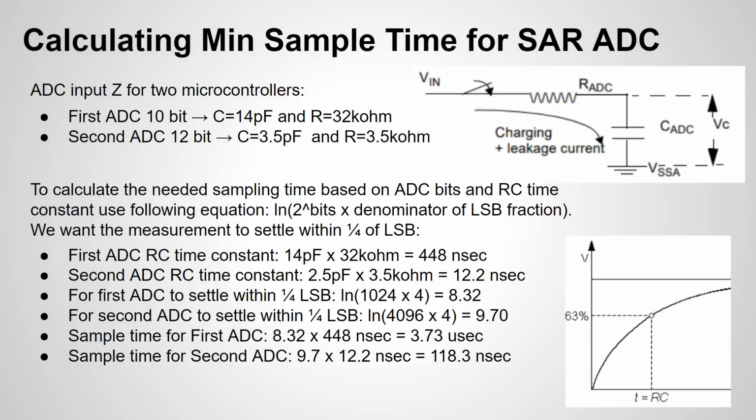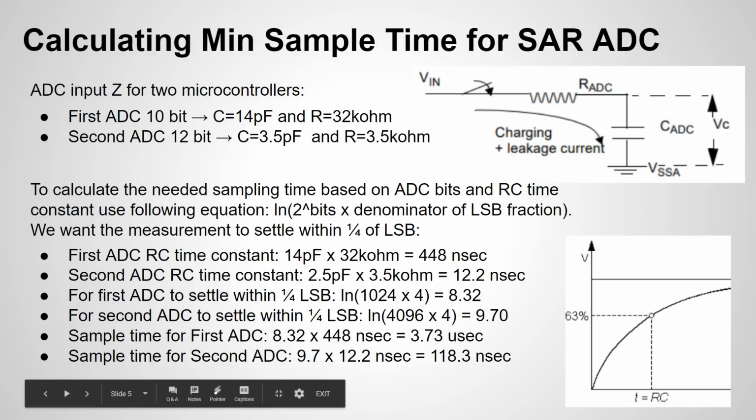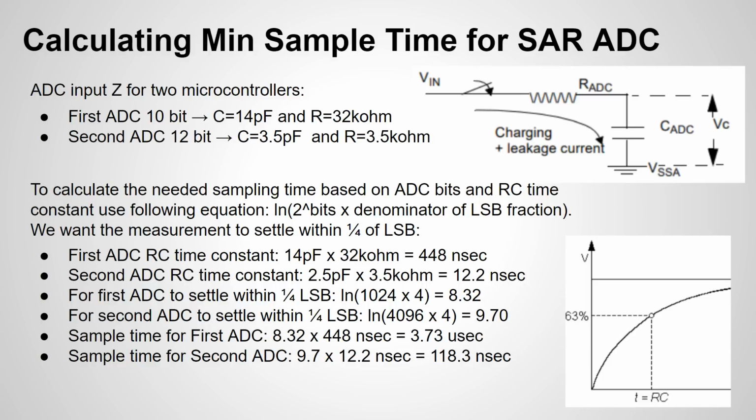So to get a good accurate reading, we need to let this charge up to 9.7 RC time constants, because we have 12 bits, where this one, we only need to do 8.3 because we're using 10 bits. We could let it charge longer, but it doesn't really get us anything because we're limited by the 10 bits.